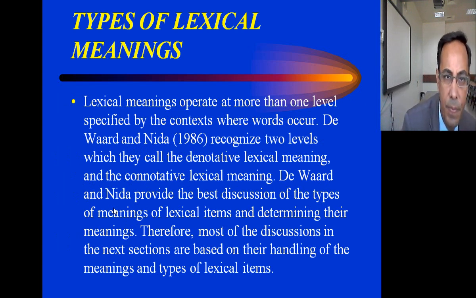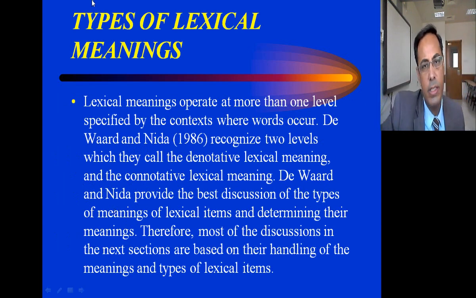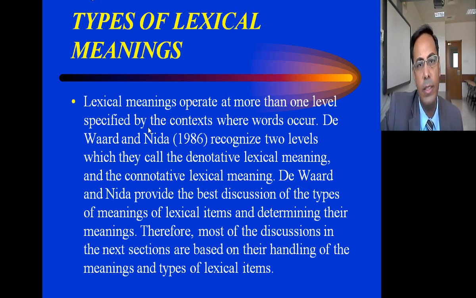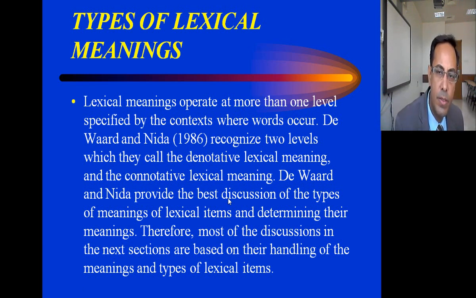Types of lexical meanings. Lexical meanings operate at more than one level, specified by the context where words occur. We recognize two levels. There is denotative meaning and there is connotative meaning. Denotative meaning means the meaning which is based on the dictionary. Connotative meaning is the meaning which is connected with our thinking, with our associations.